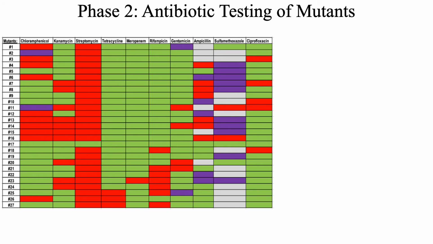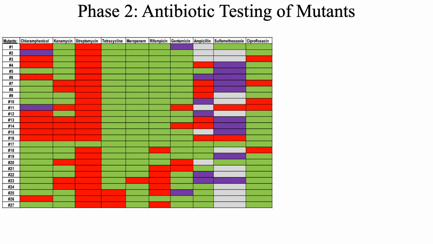Phase 2 involved taking the mutants that were created and then testing them against all the antibiotics that the parent strain was tested against. Overall, 27 mutants were generated and tested against 10 antibiotics total, creating a lot of different results, which can be summarized in the color graph seen here.